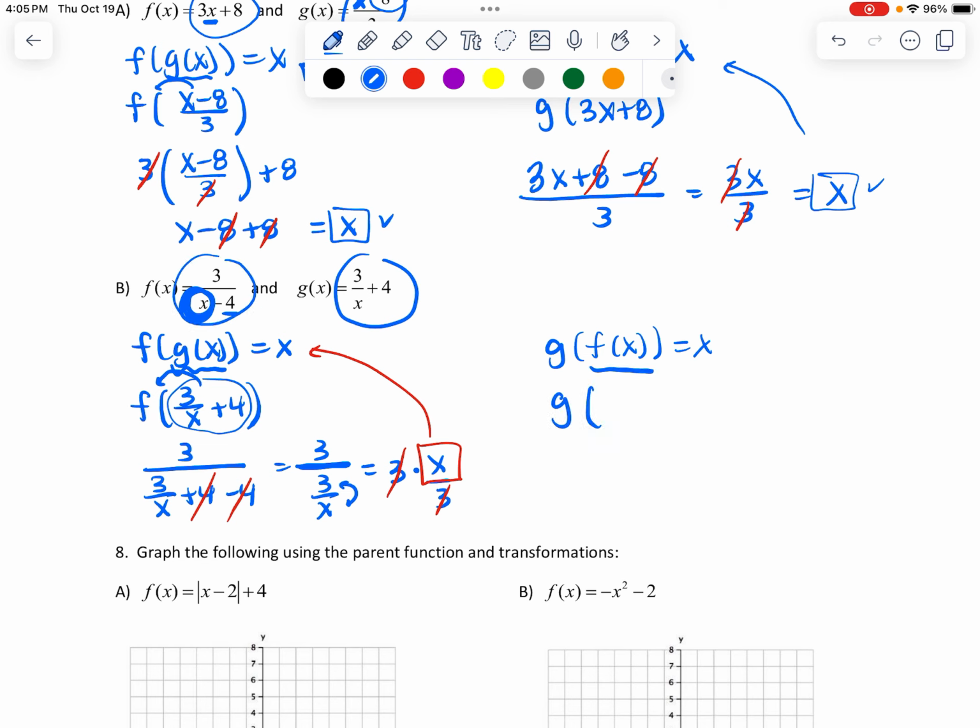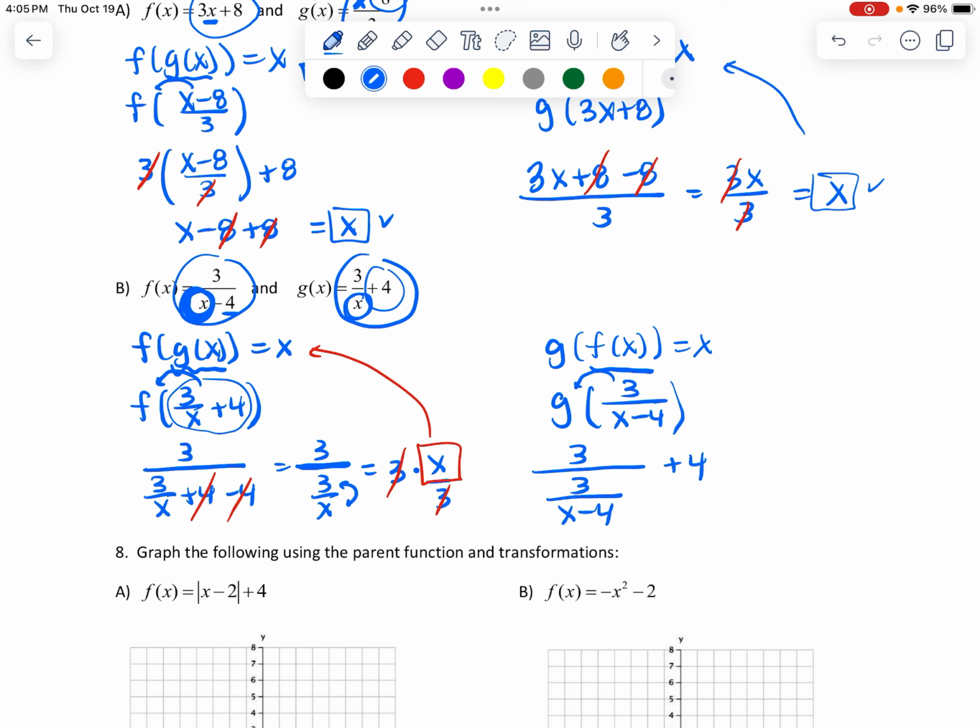All right? Now, doing it the other way around, f of x is this 3 over x minus 4. So I'm going to have g of 3 over x minus 4. That means plug 3 over x minus 4 into g. So I'm replacing this x this time. So it's going to be 3 over x minus 4. And then don't forget the plus 4 right here on the side.